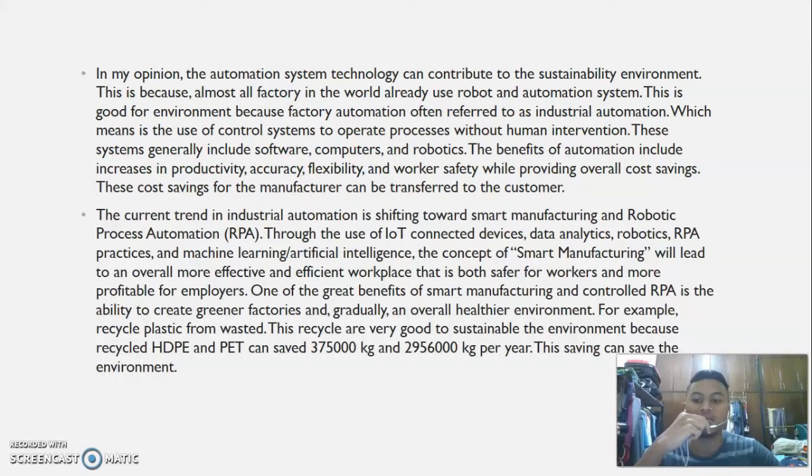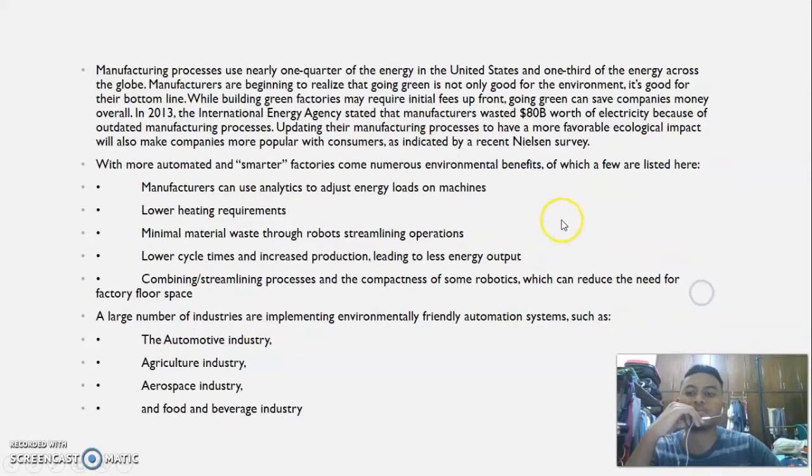For example, recycled plastic from waste. These recycled plastics are very good for sustaining the environment because recycled HDPE and PET can save 375,000 kg and 2,956,000 kg per year. This saving can help the environment.